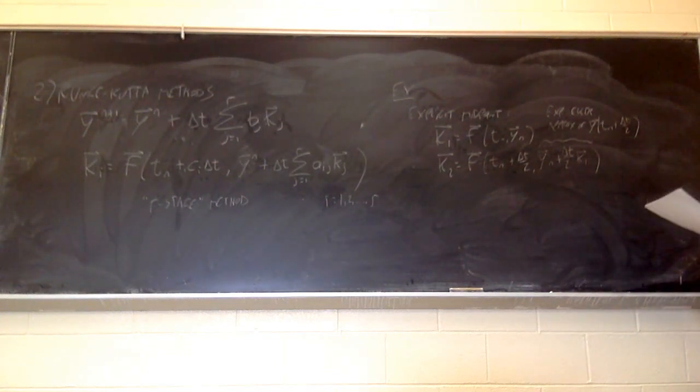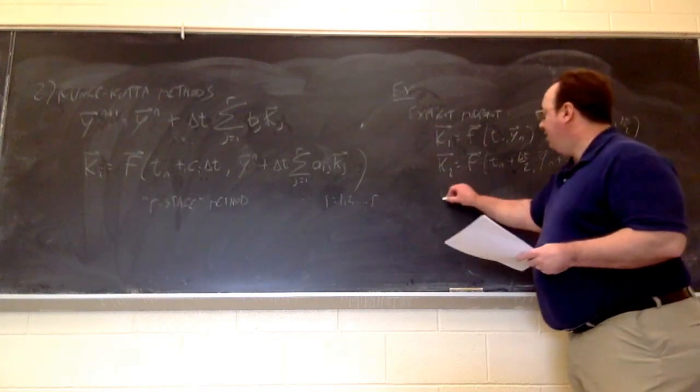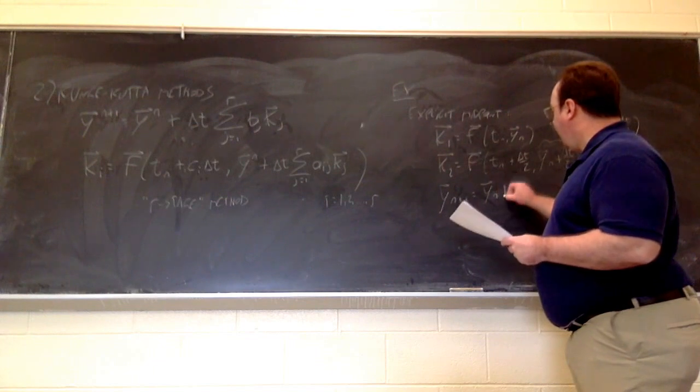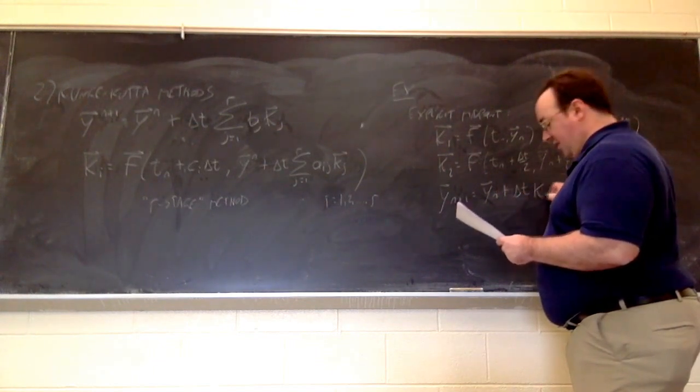And then we just let yn plus 1 equal yn plus delta t times k2.